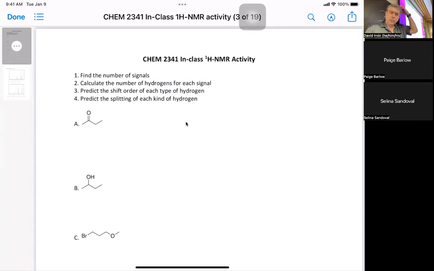I'll start with the instructions. So on the first thing, we want to find the number of hydrogen signals for these compounds here. Then we want to calculate the number of hydrogens for each signal. And then we're going to predict the shift order. So you want to start at 0 and go to 10 and say which of these is where.